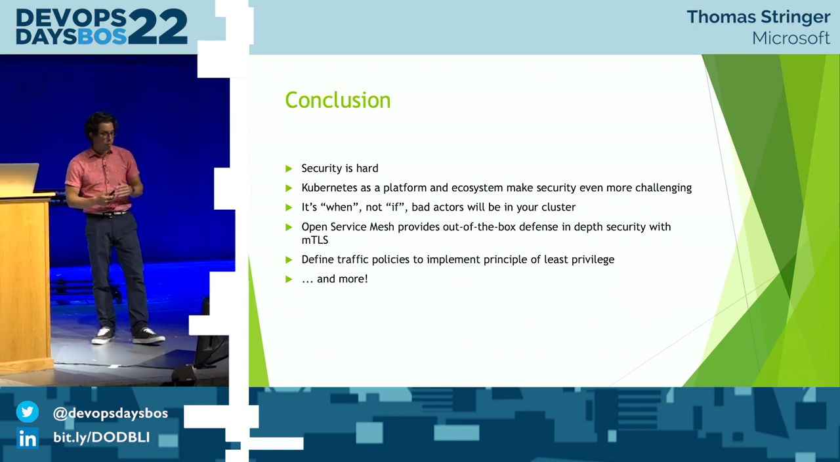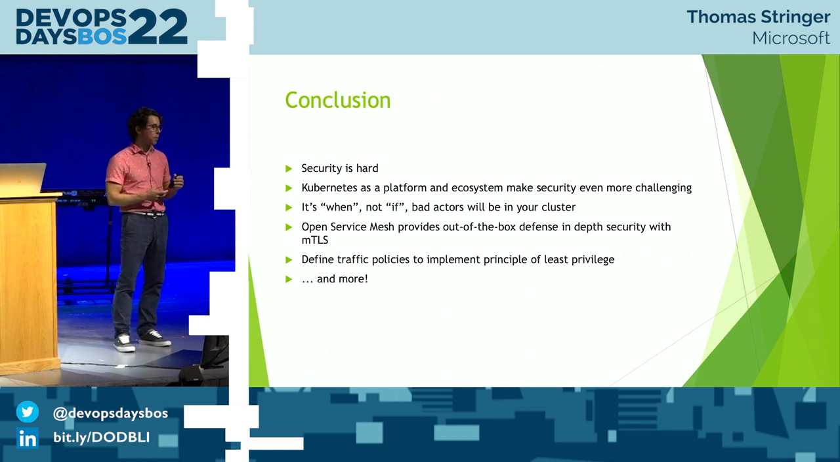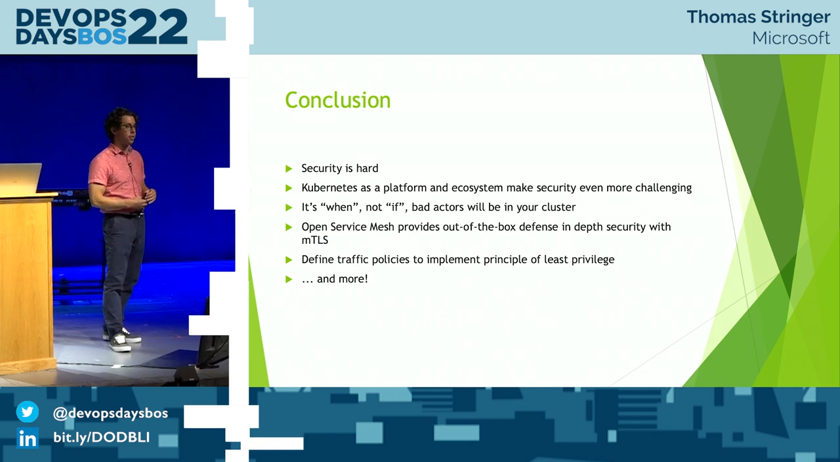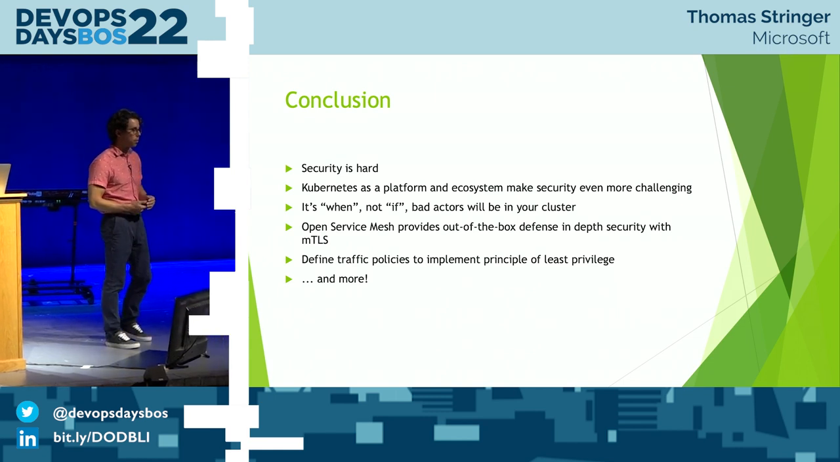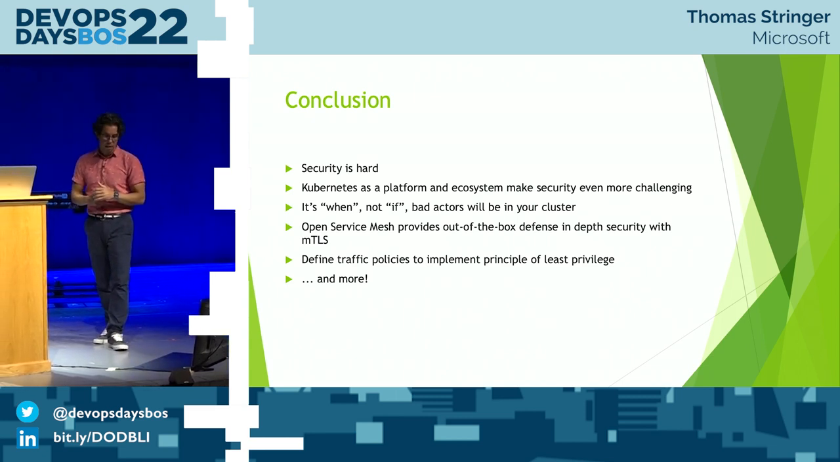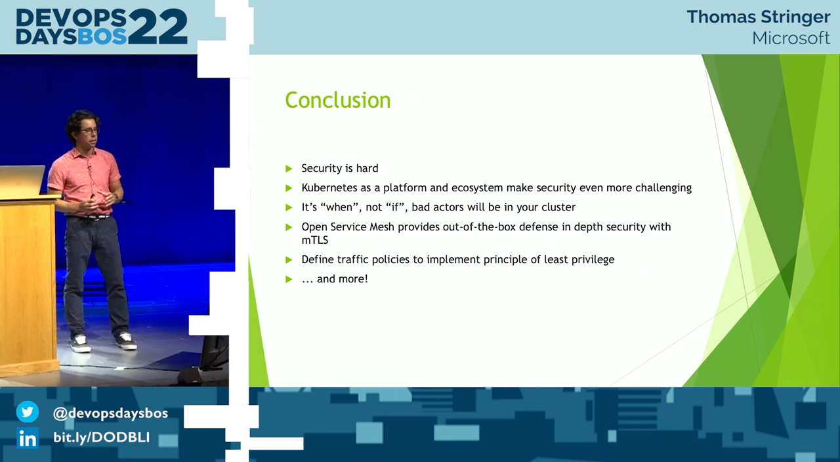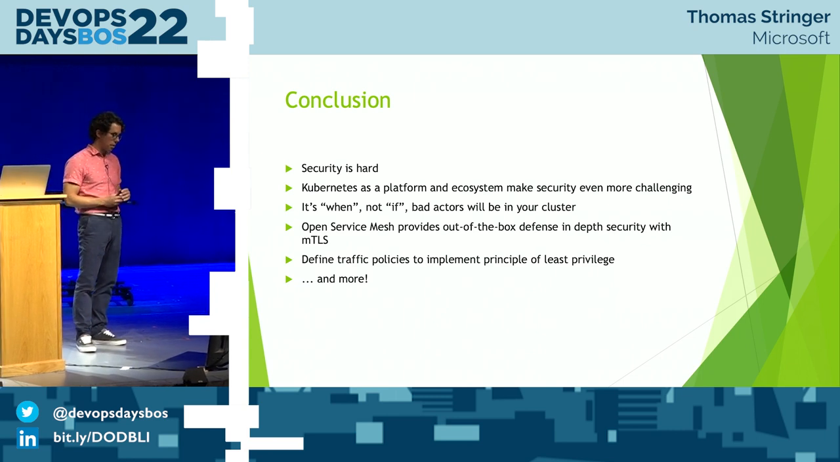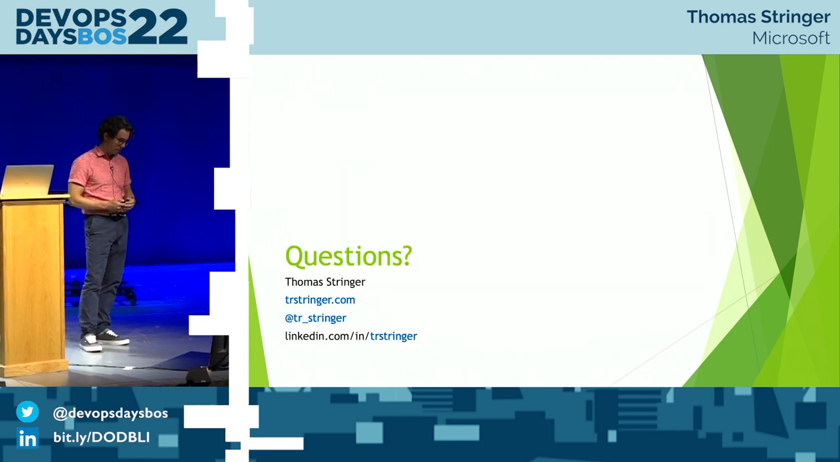I did add the "and more" there because I think it's really important to explain that service meshes such as Open Service Mesh are not just for security. There's some really cool other features with complex traffic routing that service meshes can really unlock. But I think the thing that we all need is an additional layer of security.